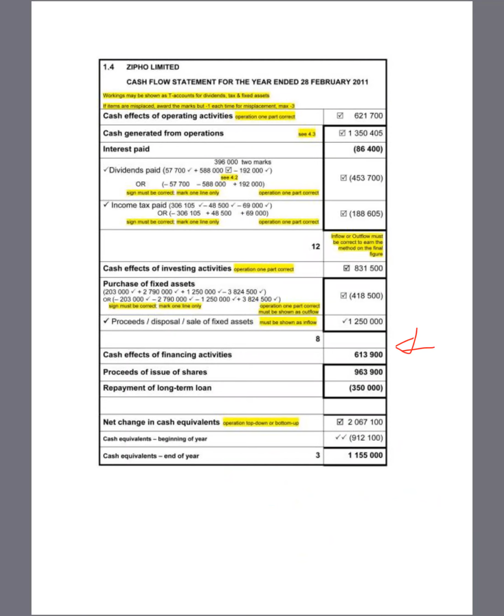So do you see the 613,900? Yes. Now, after doing all of that, we take our three amounts, our operating activities, our investing activities, and our financing activities, and we add them. So we're going to say 621,700 plus 831,500, and this last one here that we just did, which is 613,900.